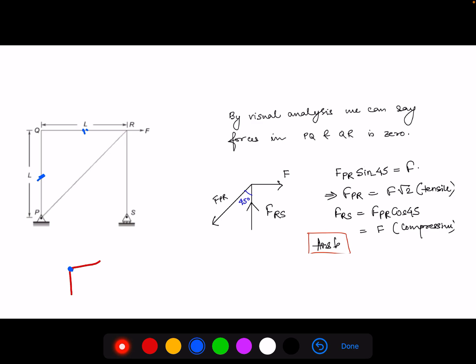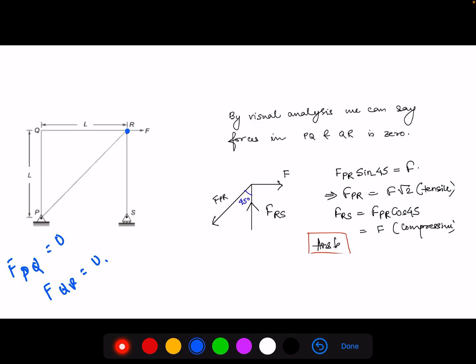We know that, right? I will not go into detail, but definitely you can find out by resolution of forces, it will easily come out to be 0. So we know that force PQ is equal to 0 and force QR is equal to 0. So we are left with only 3 forces now.